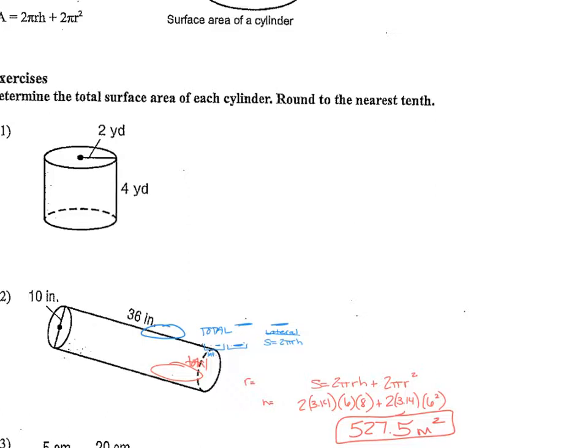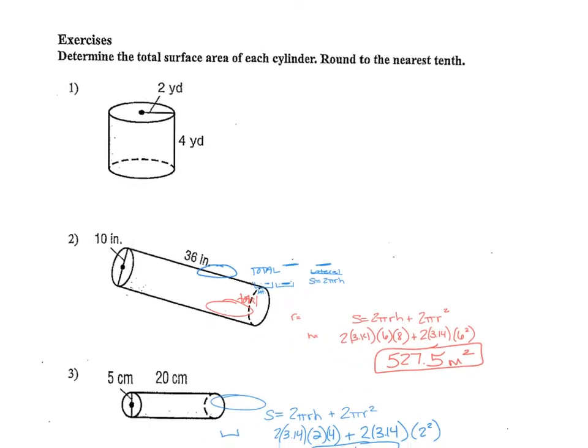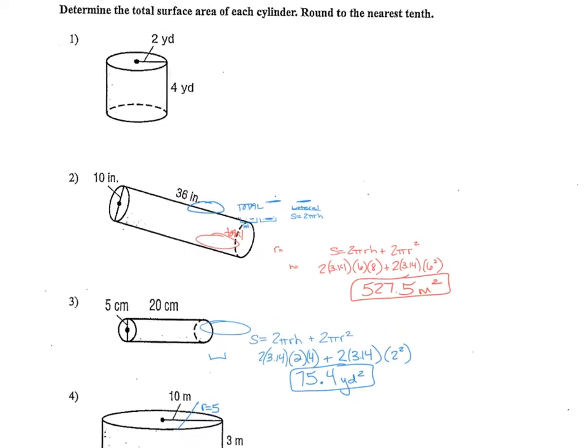Ma'am, how do you do this diameter? Okay, so number 2, if they gave us the diameter all the way across, how do we find the radius from the diameter? Divided by 2. Divided by 2. So that's your diameter. We want the radius. So that would be 5.